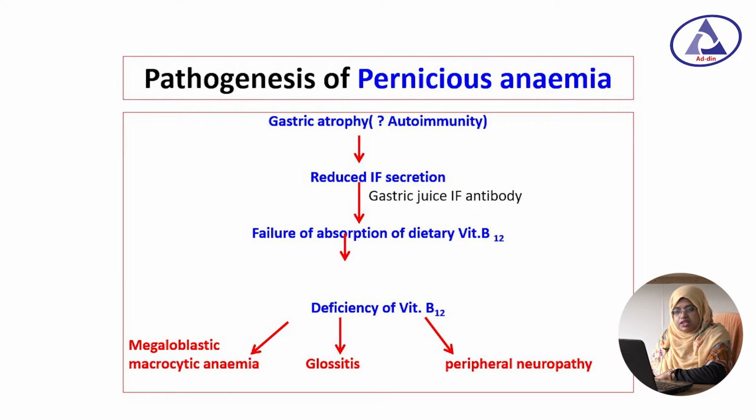At first there is gastric atrophy. So you know from the gastric parietal cell the intrinsic factor is released, so there is reduced intrinsic factor secretion, and so failure of absorption of dietary vitamin B12. When there is deficiency of vitamin B12, the patient may present with megaloblastic macrocytic anemia, glossitis, and peripheral neuropathy.